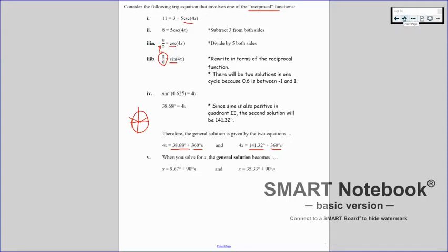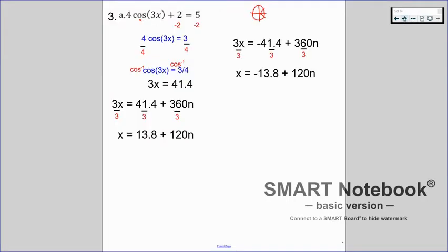All right, so let's look at some examples. 3a. So I have a cosine of 3x in there. I need to get that by itself. So I'm going to start by subtracting 2. Then I'm going to divide by 4.